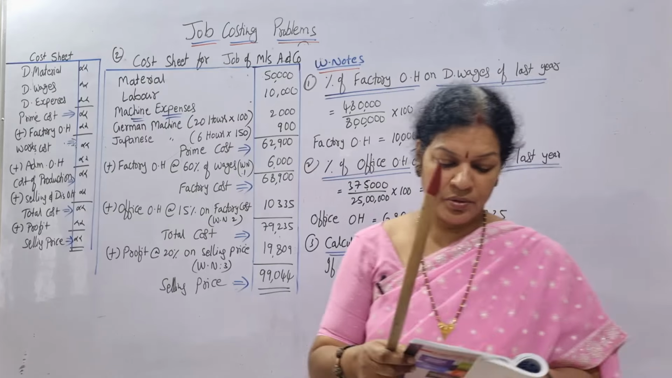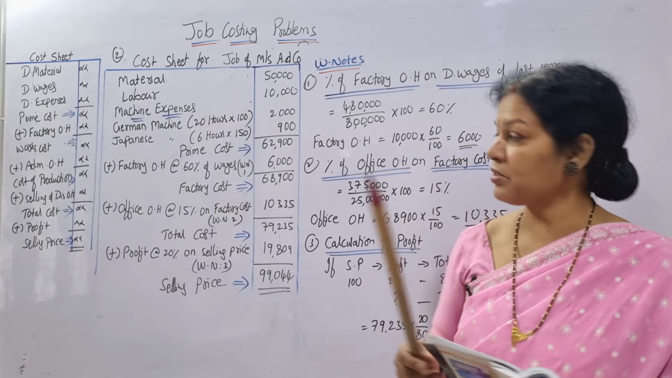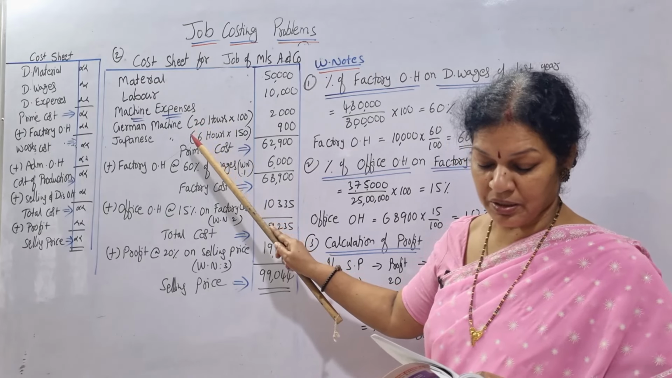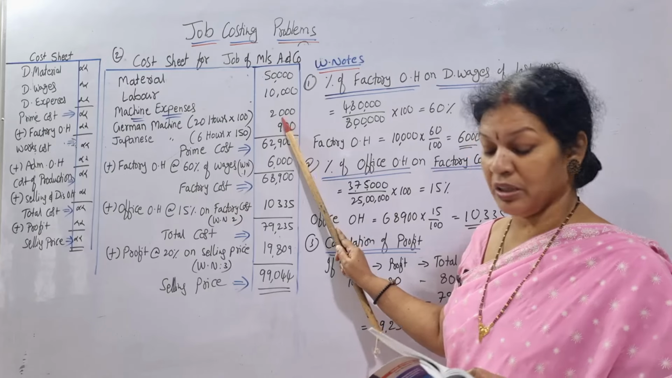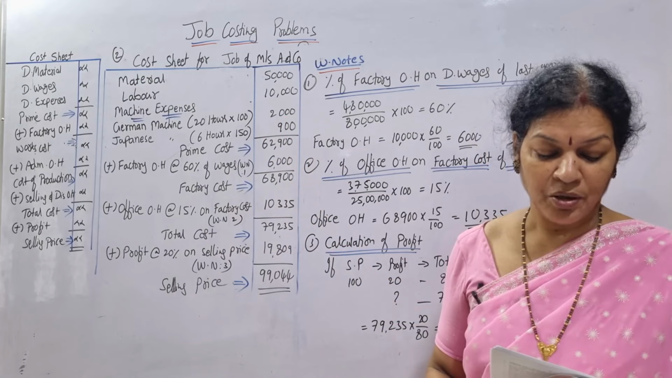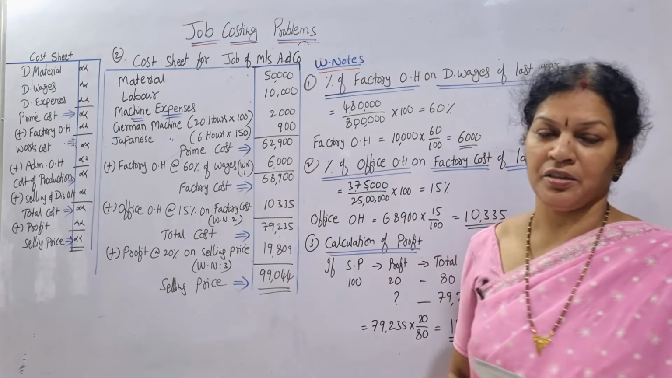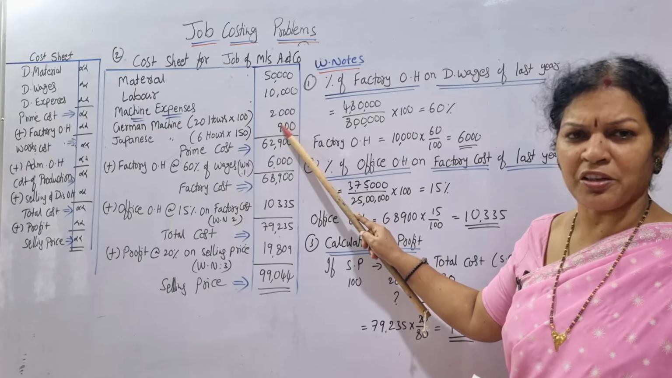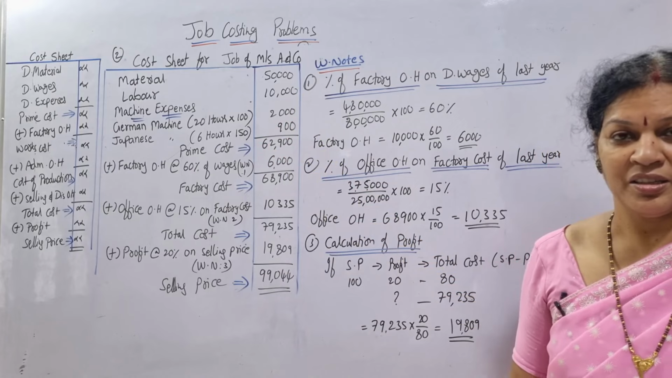Now, in B bit they mentioned German machine is taking 20 hours. First German machine 20 hours. Cost is given in the C bit. How much? 100 rupees. 20 hours into 100 rupees comes to 2000. In the same way, Japanese machine 6 hours mentioned in the B bit. Cost is mentioned in the C bit, 150. 6 hours into 150, so we are getting 900. If you add all this, direct material, direct labor, machine expenses meaning direct expenses, together we are getting prime cost of 62,900.